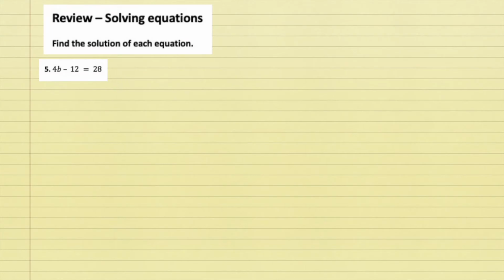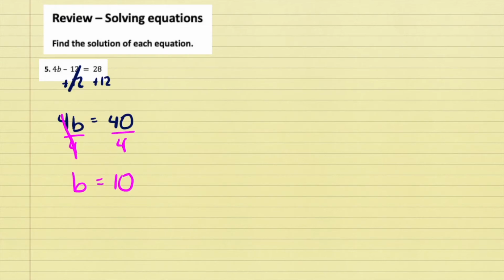Okay, so the first step we want to do here is add 12. We want to add 12. That is the inverse operation. That way the 12s cancel. We're left with 4b. And if we take 28 and we add 12 to it, it should be 40. And then the last step here is we want to get rid of the 4, so we have to divide by 4. So the 4's cancel out, and we're left with 10.